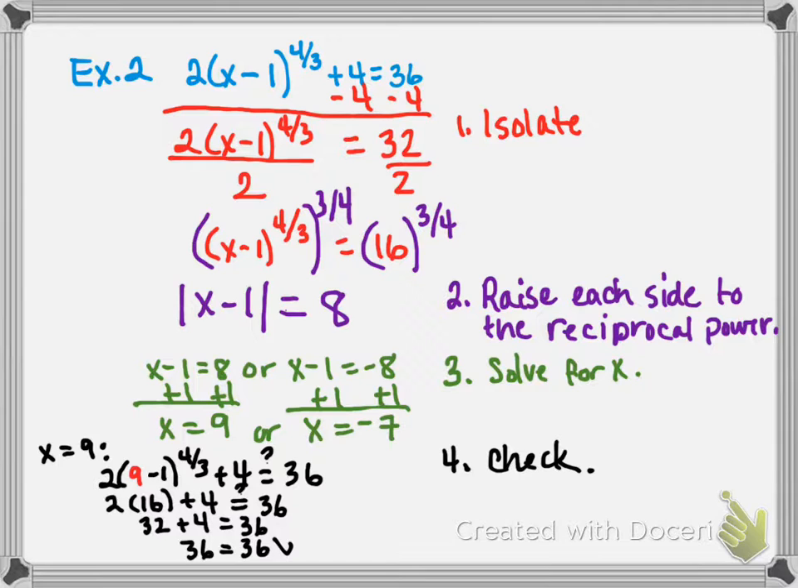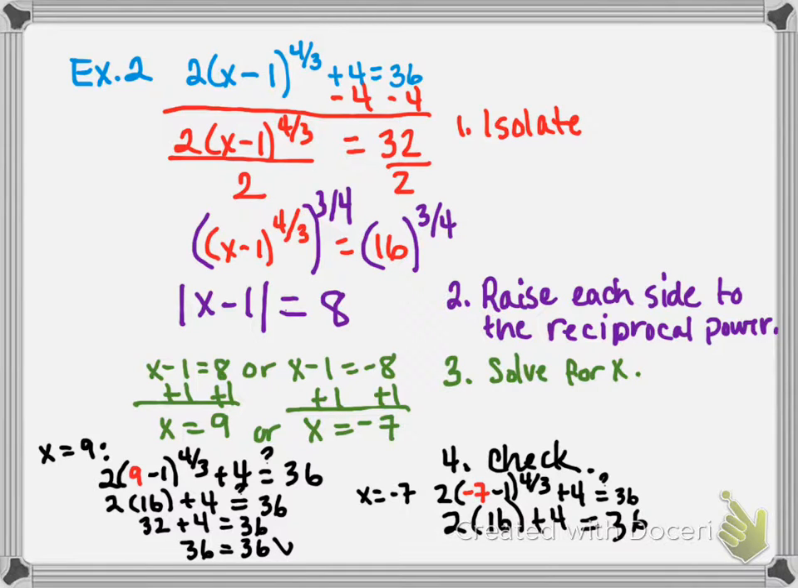Let's check x equals negative 7. Substituting negative 7 in for x, does 2 times the quantity negative 7 minus 1 raised to the 4/3 power plus 4 equal 36? 2 times 16, because negative 7 minus 1 is negative 8, raised to the 4/3 power is positive 16. So does 2 times 16 plus 4 equal 36? Yes, 36 equals 36. So both x equals 9 and x equals negative 7 are our solutions.